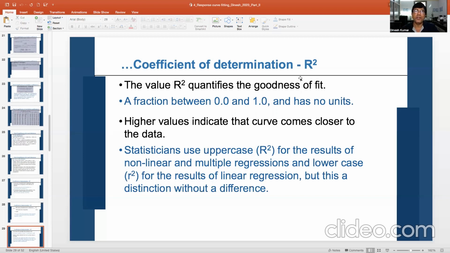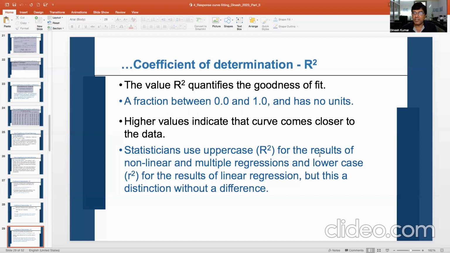Goodness of fit, how fit the equation is, means it has the least, lowest residual sum of square or lowest error sum of square. Now remember, correlation coefficient values vary from -1 to +1, but coefficient of determination values vary between 0 to +1, and it has no unit. Similarly, correlation coefficient has no unit. Higher value indicate that curve comes closer to the data, means your curve is a better fit.